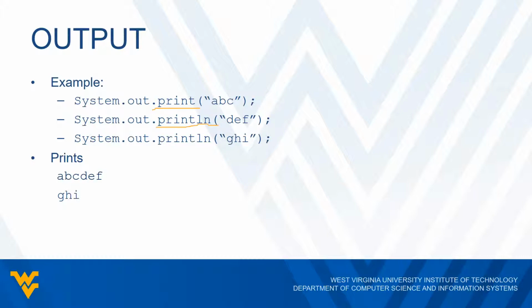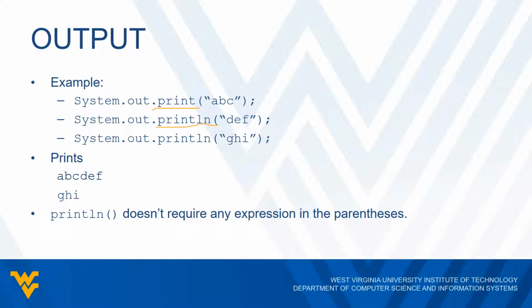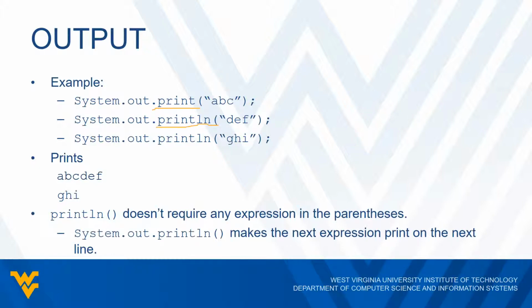And it's worth noting that the println method does not require any expression to be in the parentheses. I can just do System.out.println() and nothing be in there. What that would do is make the next expression print on a brand new line. So maybe you're printing some lines of text and then you want to guarantee that the next thing gets printed on a new line. Just throw in a System.out.println() and that'll take care of it for you.